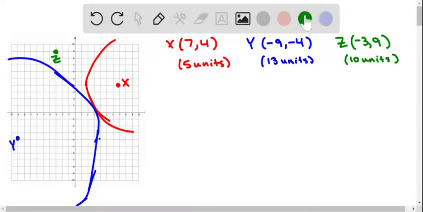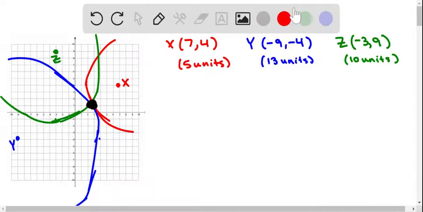And then for Z, the epicenter was 10 units from point Z, so we would have a circle with center Z and a radius of 10. So if we go 10 units, that's going to be something like that. Okay, so our goal is to find that epicenter, and it looks like from our sketch that maybe, just maybe, there's a point of intersection of all 3 of those circles right about there. So our goal is going to be to find that point of intersection.